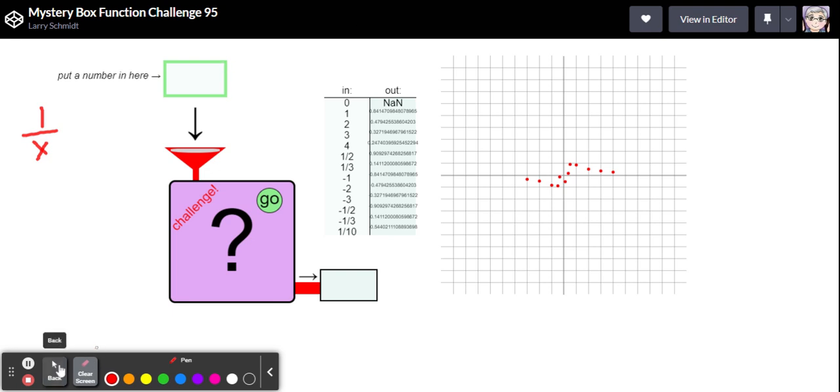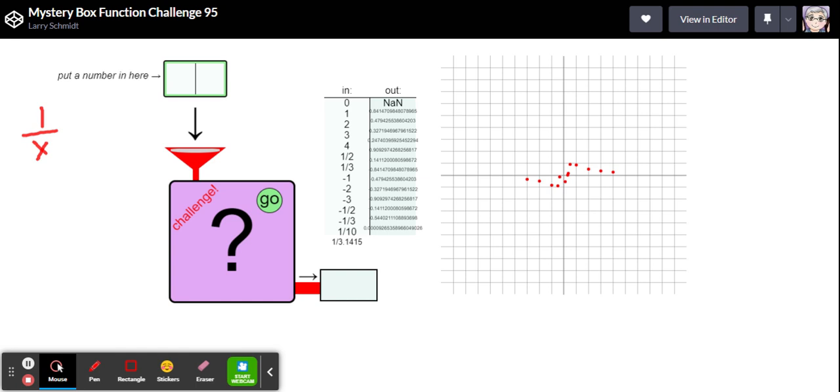I want to put in 1 over pi, or a value really close to that. So I'm going to put in 1 over 3.1415. This is not really how you're supposed to write numbers. I'm mixing fractions and decimals, but I'm going to do it, and it'll accept it here. Yeah, and that got us really, really close to 0.